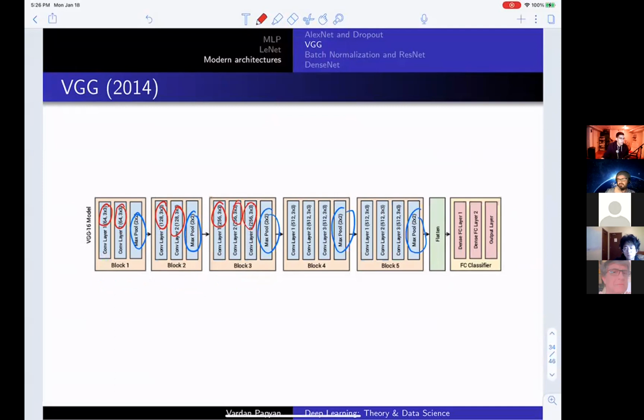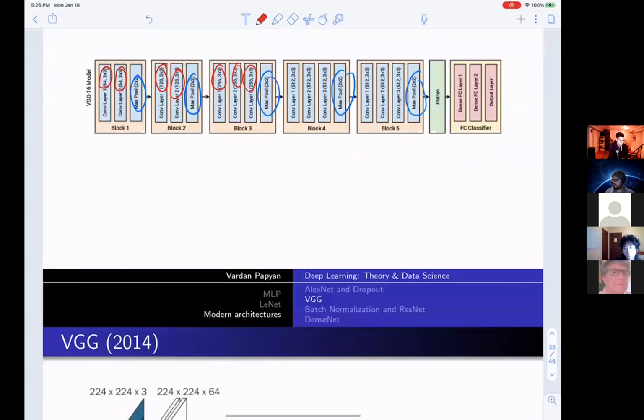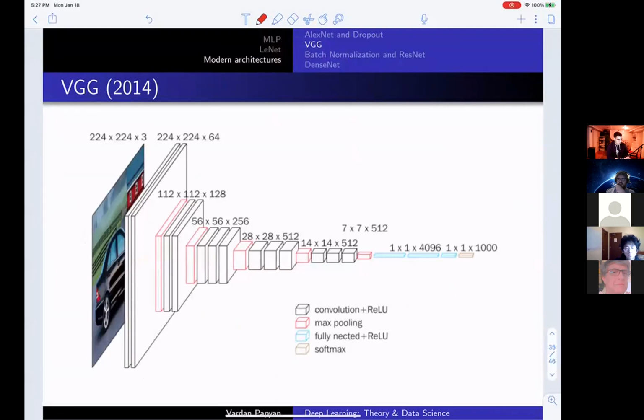So this is just a different visualization of the architecture. In the previous slide, it was in the form of a table. Now it's in the form of a drawing. Here is a different visualization.